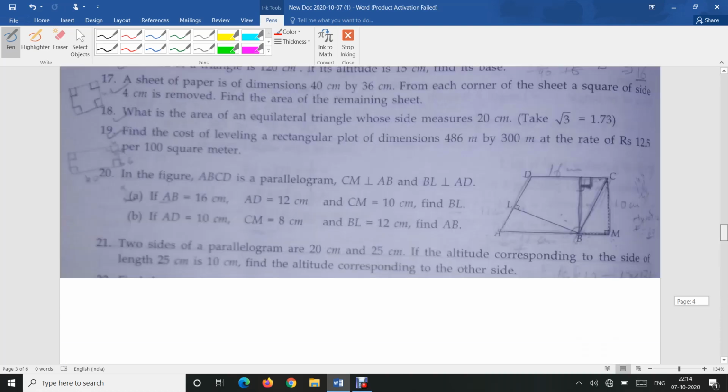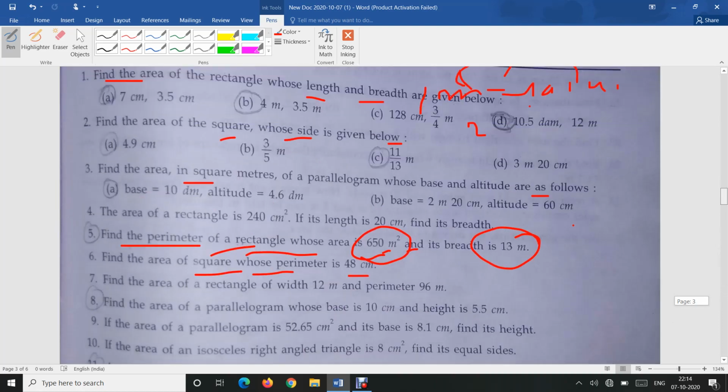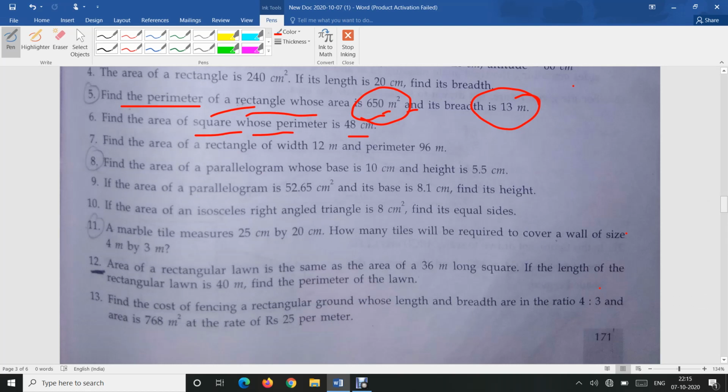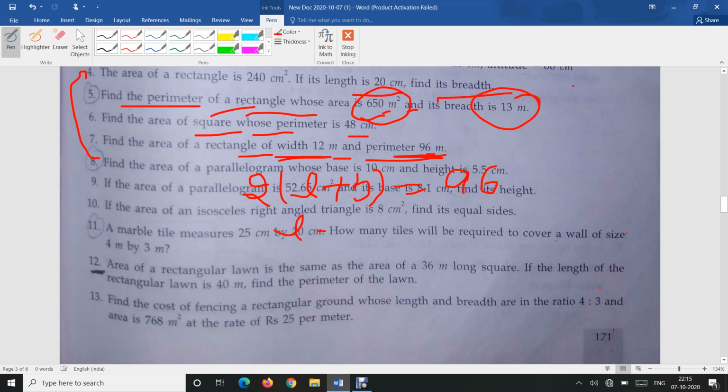Now see the next question, which is question number 7, and the question number 7 is saying that find the area of a rectangle of width 12 meter and perimeter 96 meter. This question is similar to question number 4, in that you are given length and you have to find out the breadth. And in question number 7, you are given the perimeter and width. You know that the perimeter of rectangle is 2 of (L plus B), so you can put the perimeter which is given equal to this formula. So from here you can find out the value of length.